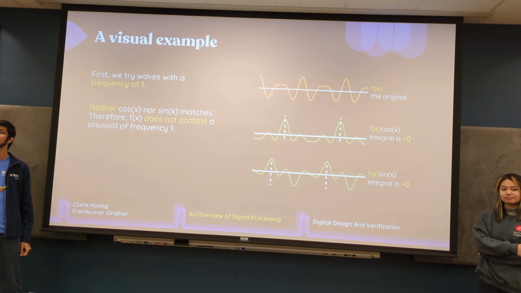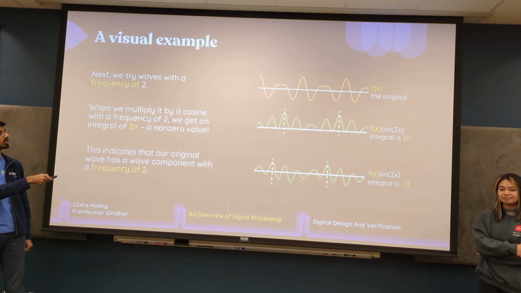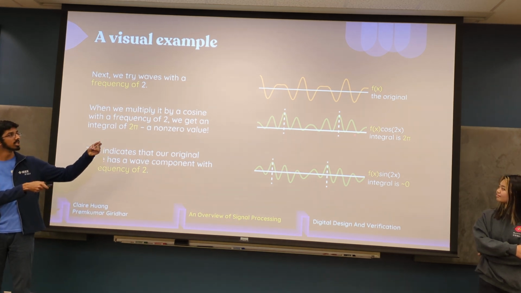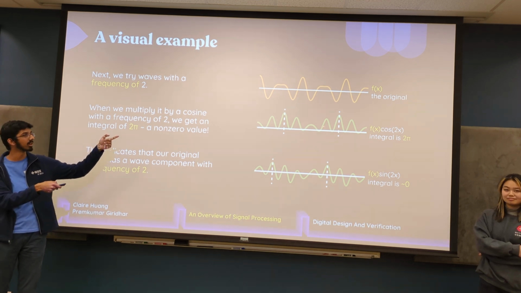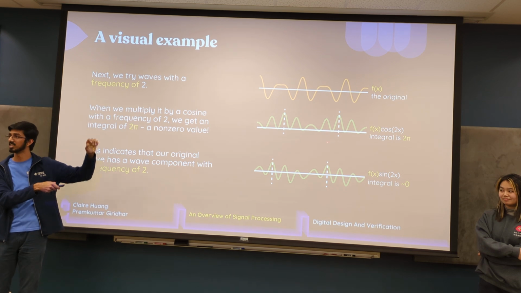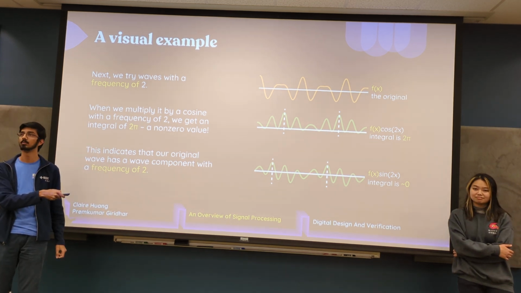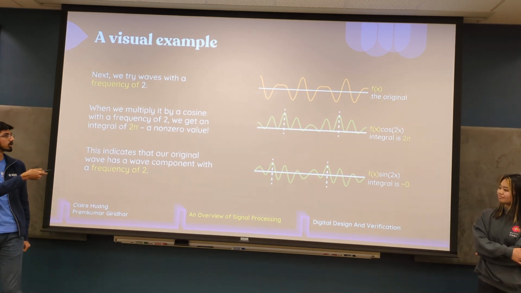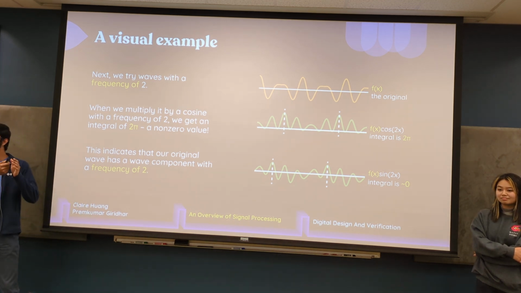Okay. Then we're going to try with waves with a frequency of 2. This is our original. As you can see, when we multiply this by a cosine with frequency 2, the integral is some number greater than 0, which you can tell by the fact that the area under the curve is mostly on top of the x-axis and not below it. With the sine wave, it's roughly 0. When we multiply by a cosine with frequency 2, we get an integral of 2 pi. When we multiply it by the sine, we get 0. So this tells us that our original wave has a wave component with a frequency of 2.